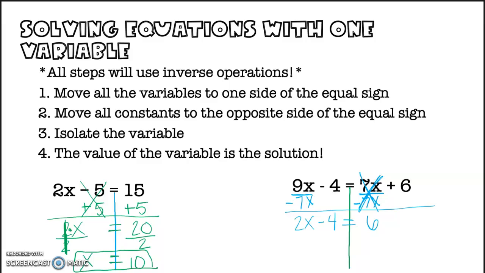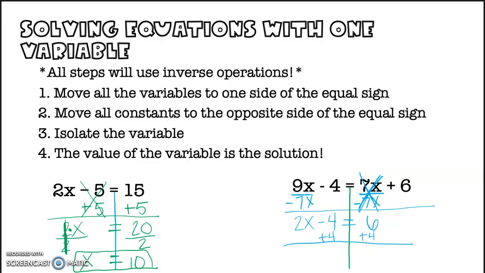Alright, so now my variables are all on one side. I need to move my constants to the other side. My constant that I still have on the left side of my variable is minus 4. So I'm going to move that over because 6 is all by itself. The constants are all alone on the right side. So minus 4, the opposite of subtraction is going to be addition. So I'm going to add 4. I have to do it to both sides.